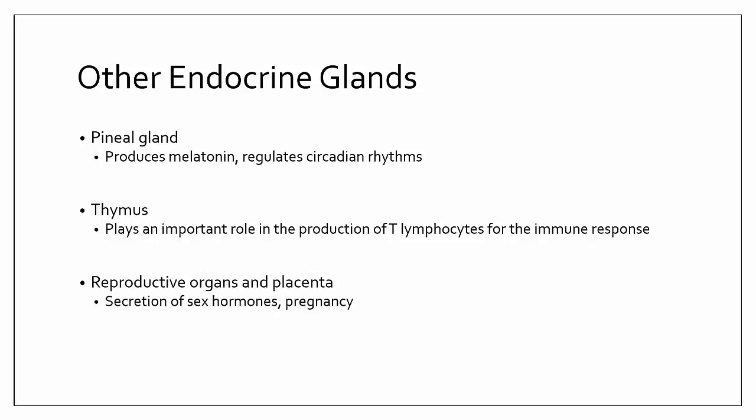Okay, other endocrine glands, there are a few more. The pineal gland produces something called melatonin, which regulates your circadian rhythms. It's for sleeping, okay? Lots of people take melatonin in a pill form to try and help them sleep, but your body does produce it naturally in your pineal gland, which is in your brain. Your thymus, which is kind of lower in your chest than your thyroid, plays an important role in the production of T lymphocytes for the immune response, and we'll talk about that a little bit when we talk about the lymphatic system. And then, of course, your reproductive organs and the placenta, which is an organ that's formed only during pregnancy, for the secretion of sex hormones. And we're going to hit these pretty hard in a couple months.